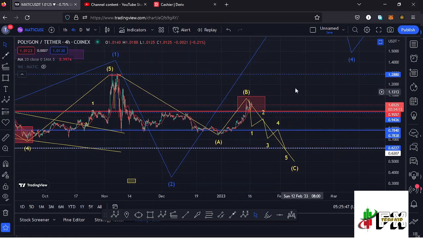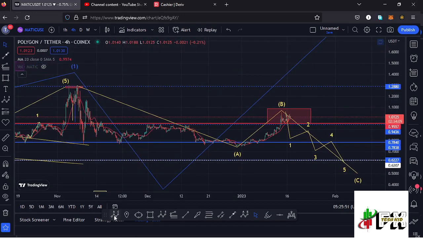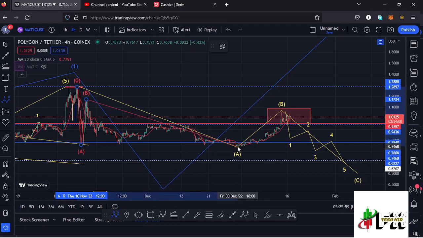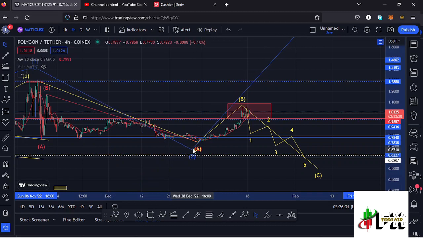and this is the most likely one. The other ABC corrective structure that we can have here on the charts is as having these as the wave A. Then we saw a wave B making its peak at around the $1.17 mark, then the wave C making its low at around the $0.74 mark. And this ABC corrective structure assumes that the low for this higher Elliott wave count 2 is in at around the $0.74 mark.